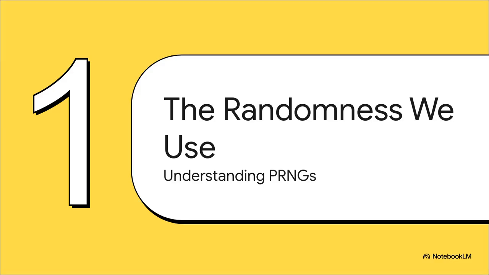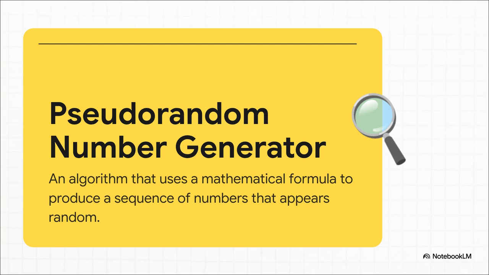So, to get to the bottom of this, we first have to wrap our heads around a fundamental truth. Computers are predictable. They're designed to follow instructions perfectly, which is kind of the exact opposite of being random. So, to create randomness, they have to use a very clever illusion. And that illusion is called a pseudo-random number generator, or PRNG.